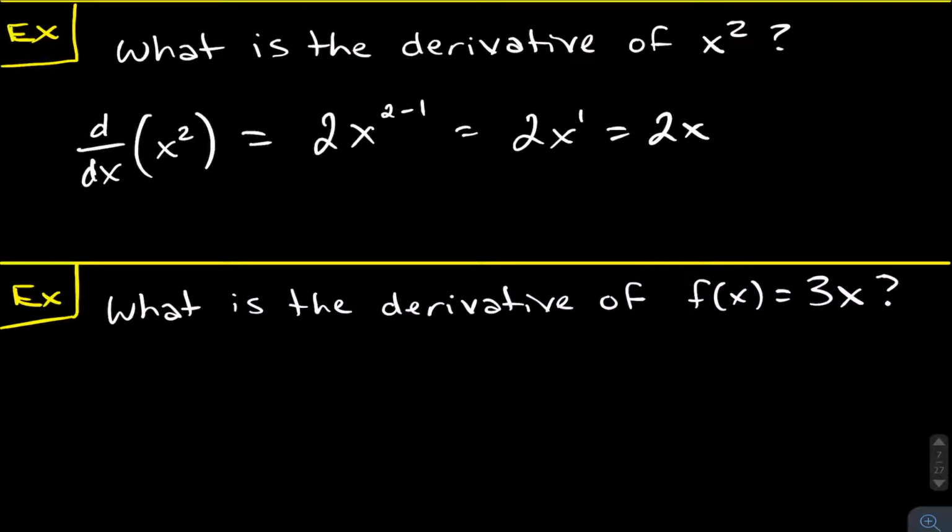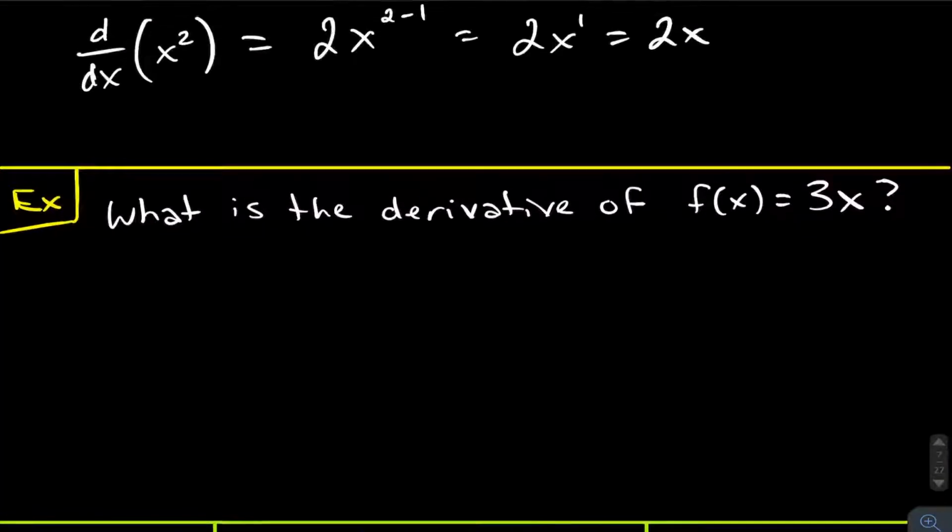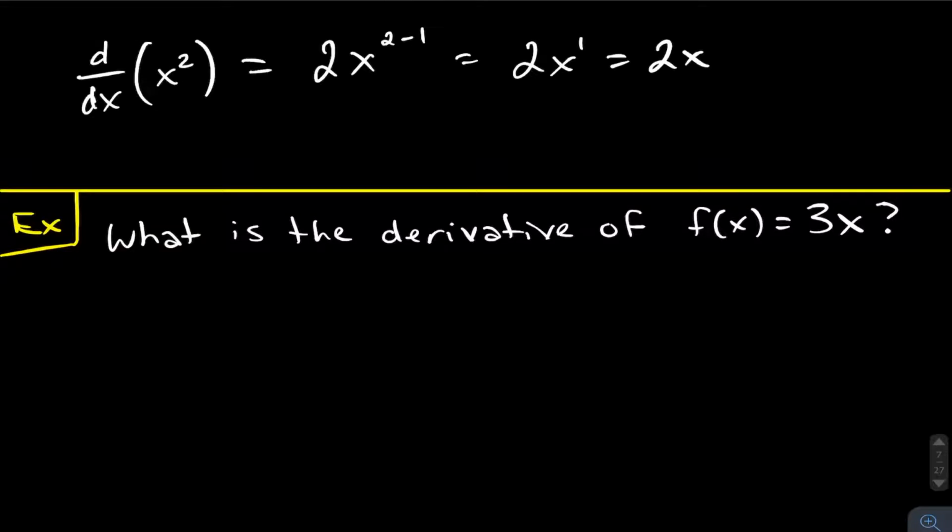Okay, so we bring that exponent in front of the x. We multiply it by that x, right? And we lower that power by 1. So let's do another one. What's the derivative of f of x equals 3x? Well, let's do power rule again here.